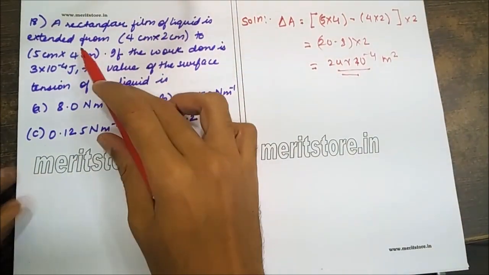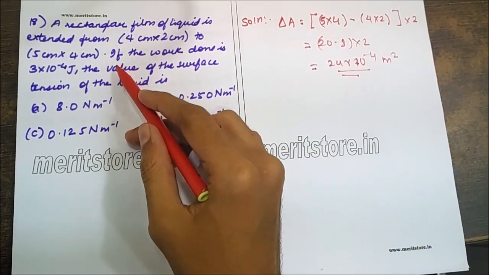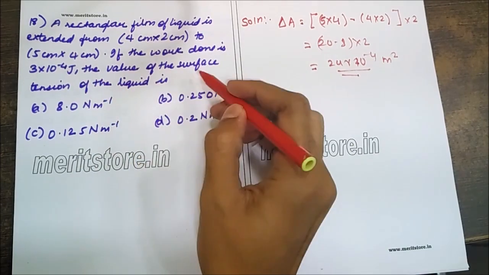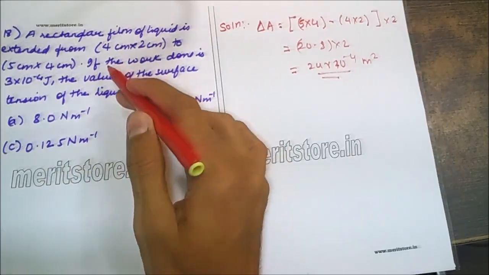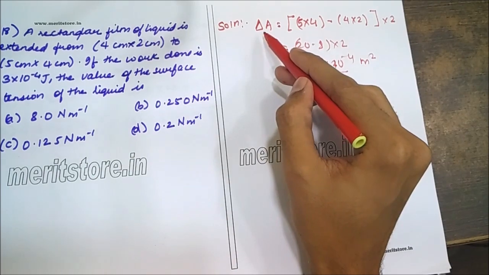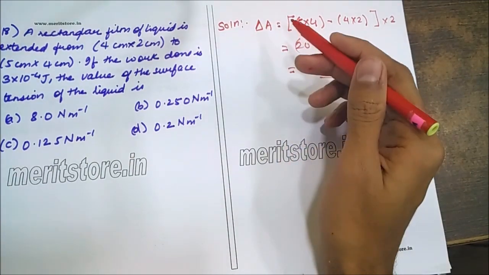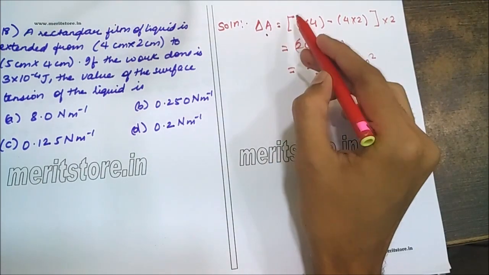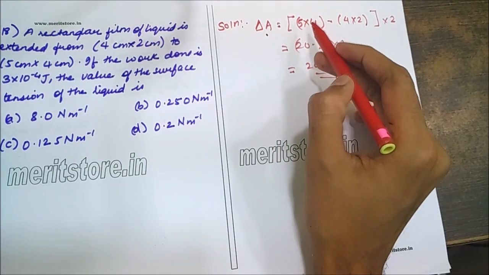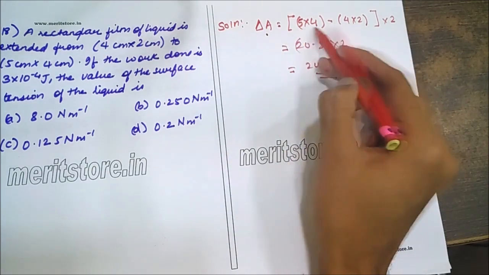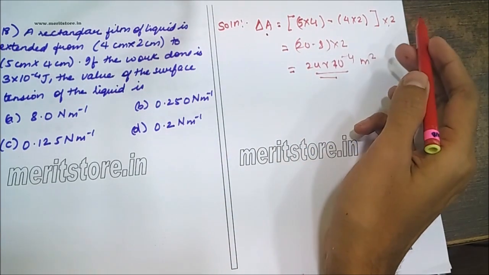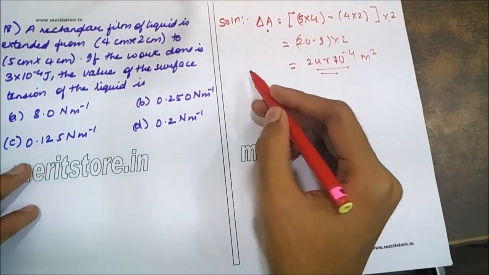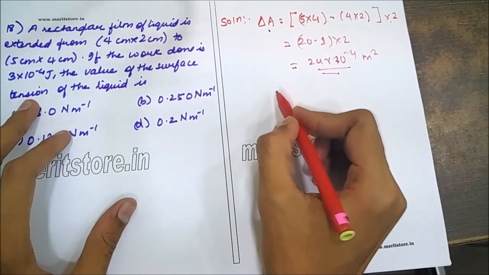A rectangular film is extended from 4 into 2 to 5 into 4 centimeters. If the work done is 3 into 10 to the power minus 4, the value of the surface tension of the liquid is? The rectangular film has two surfaces, hence the increase in the surface area, delta A, is the difference between the areas multiplied by 2, as we have two surfaces. So we get the area as 24 into 10 to the power minus 4. So we will be finding the value of the surface tension of the liquid.